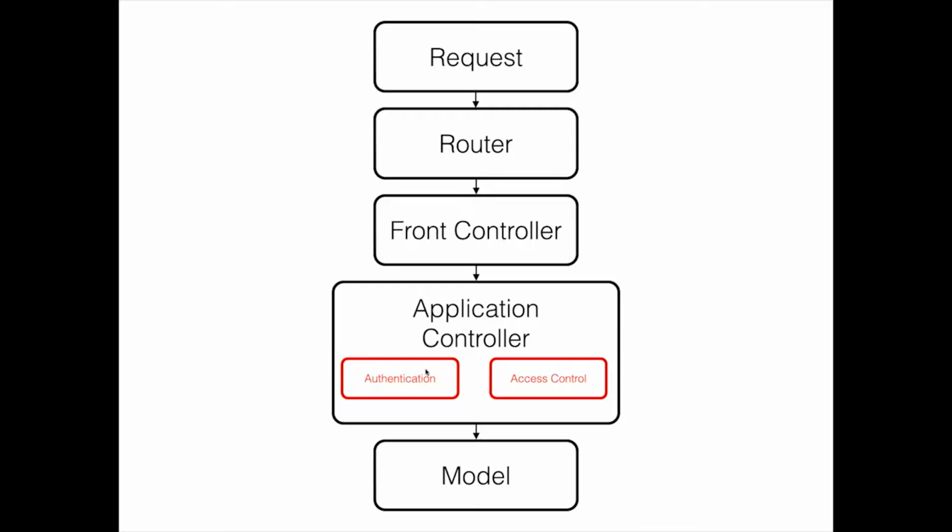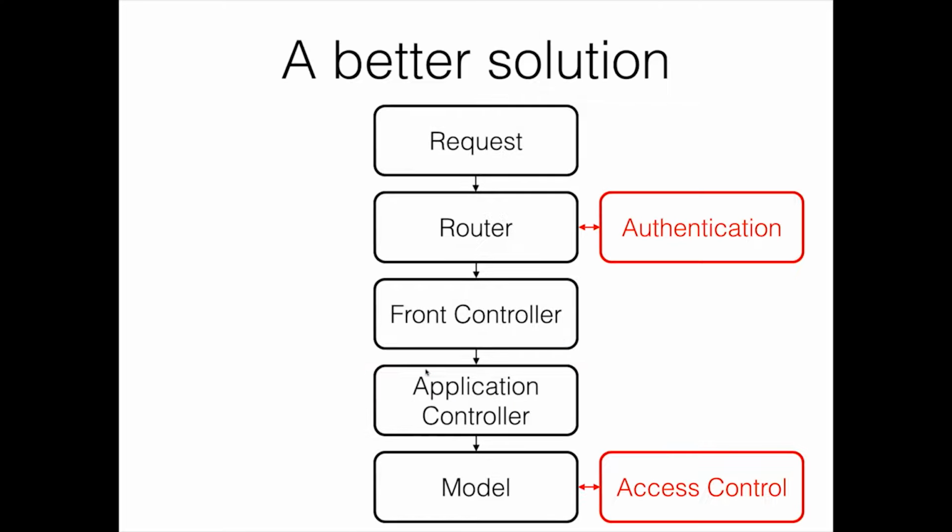So that begs the question, okay, if it's not supposed to go in the controller itself, then what do I do with it? And there is a better solution to this problem. And the solution that I've come up with and that I use in my own applications is, instead of putting it in the application controller, I'll put it as part of the request as it makes its way through. And I'll actually break it into two pieces, which is why you have authentication and access control split. Authentication is the user logged in?